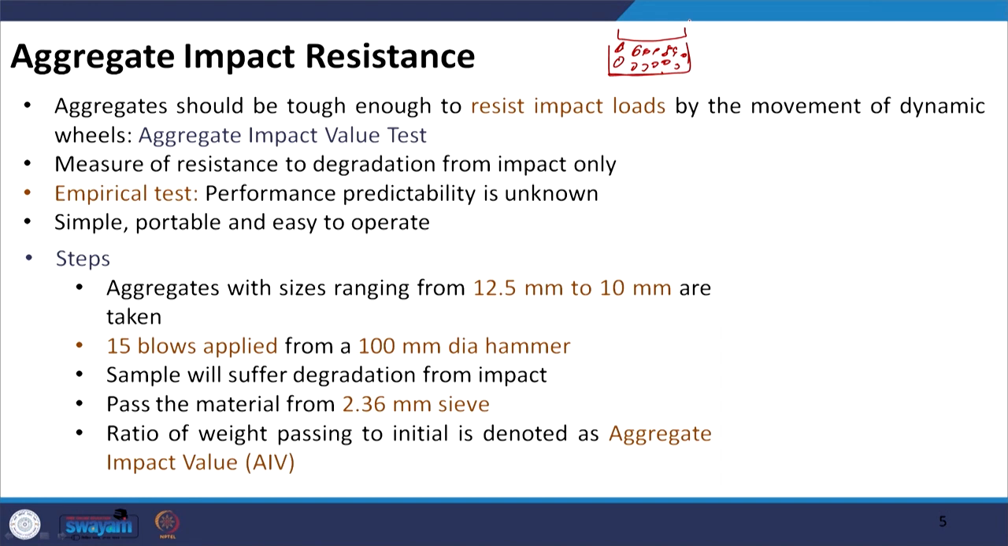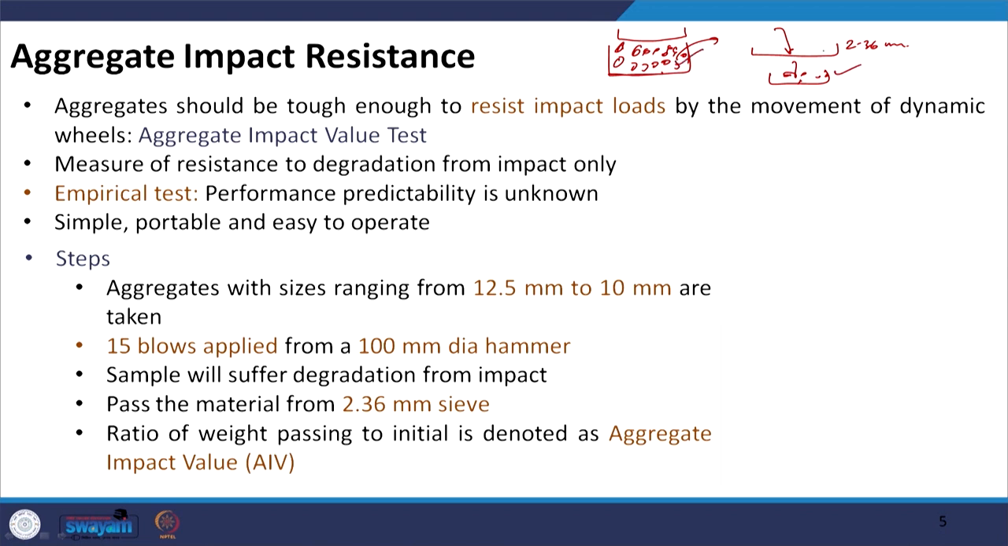Once you apply 15 blows, you can imagine that these aggregates will suffer degradation from the impact of the load, and a few aggregate particles will break down into smaller sizes. After the test, we take out this material which has suffered degradation, take a 2.36 mm sieve, and pass this material through the sieve to see how much material is collected. Impact value is the ratio of the weight of material passing divided by the initial weight.